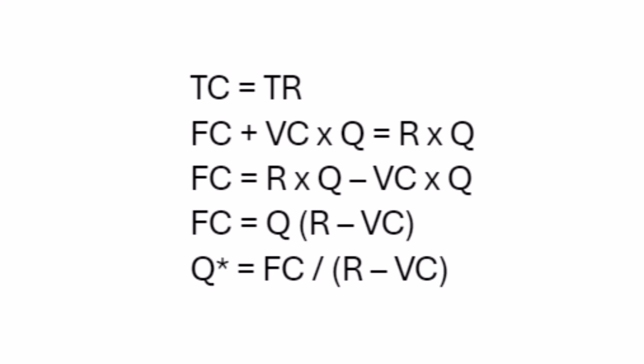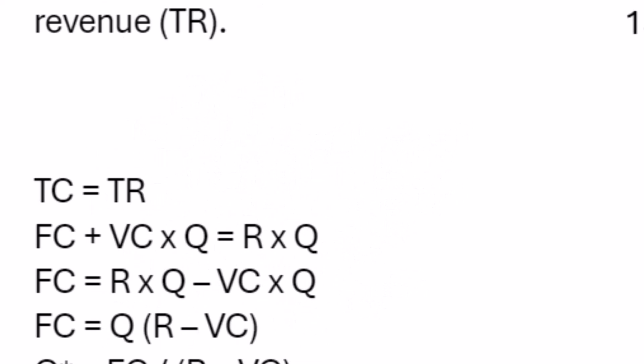We take VC times Q to the right side, so the equation becomes FC equals R times Q minus VC times Q. We then factor out the Q, so the equation becomes FC equals Q times parentheses R minus VC, and we solve for Q to get the break-even point Q star equal to FC divided by R minus VC, or fixed cost divided by revenue minus variable cost.